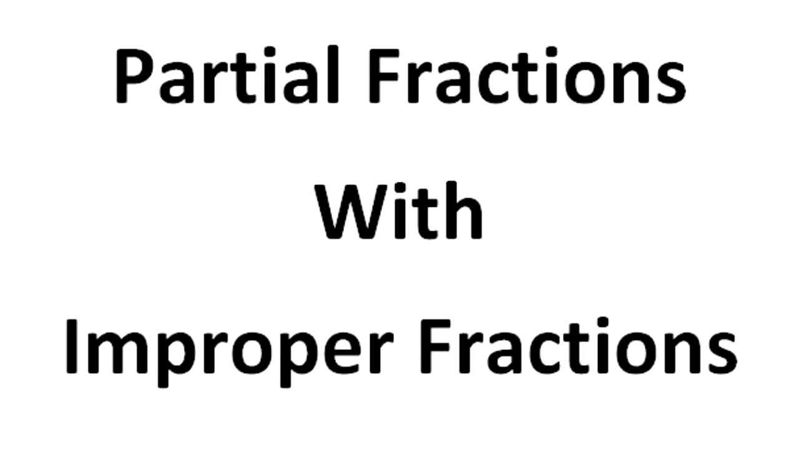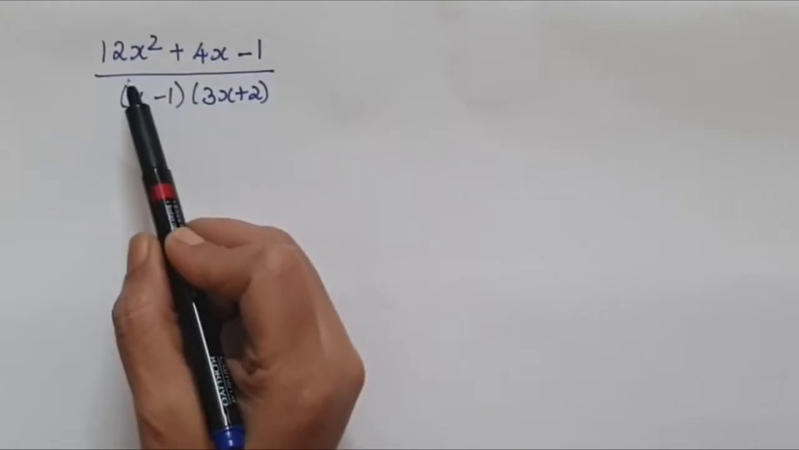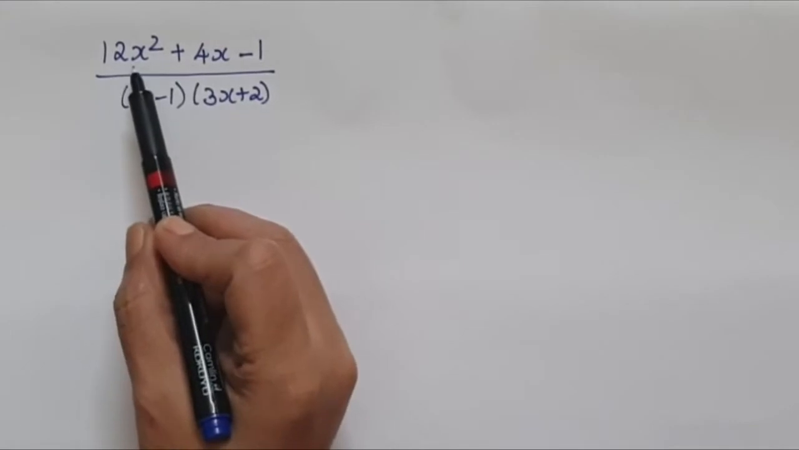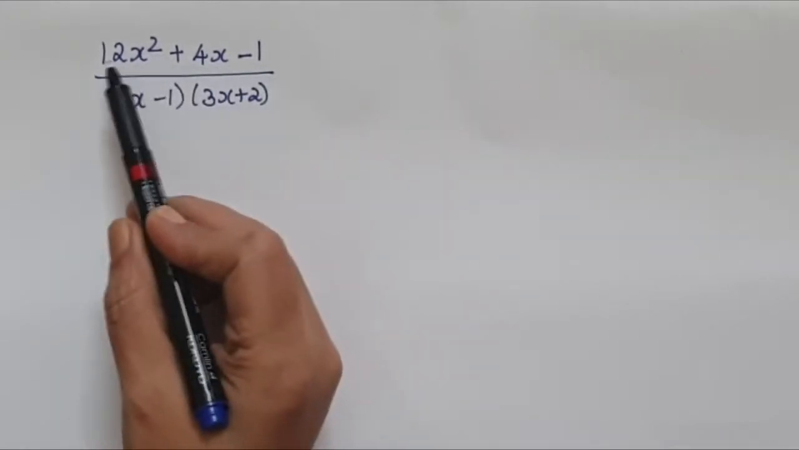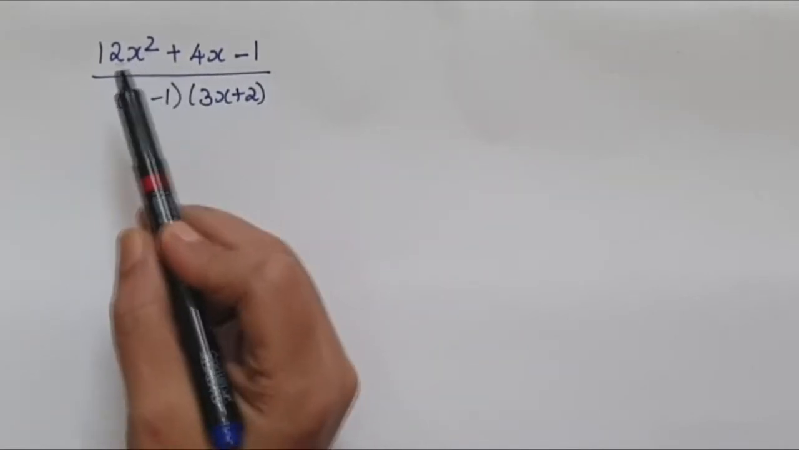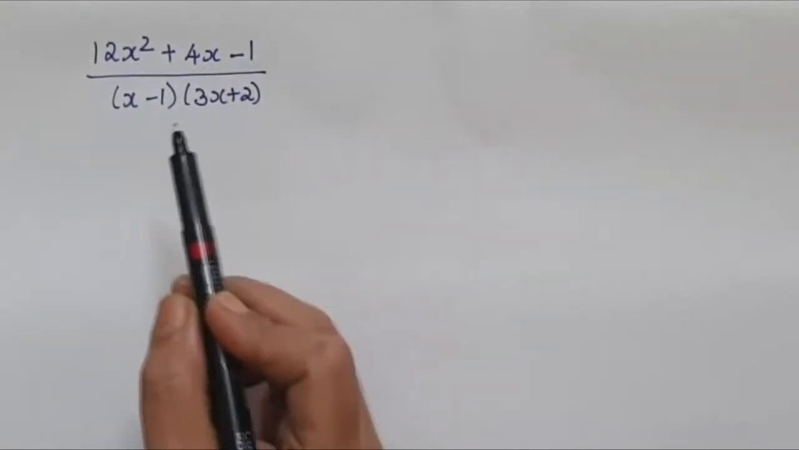Partial fractions with improper fractions. This polynomial, which is given to us, 12x squared plus 4x minus 1, has a degree 2. That is, the highest power in this polynomial is 2. The degree of the polynomial is 2.